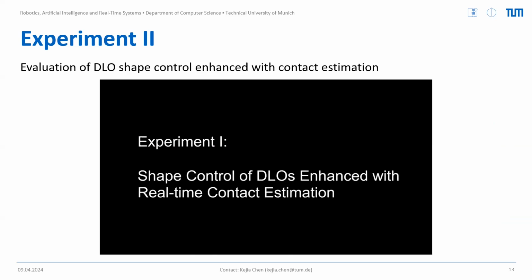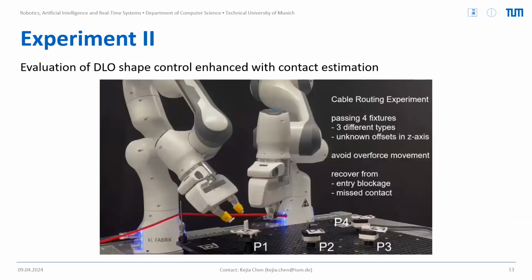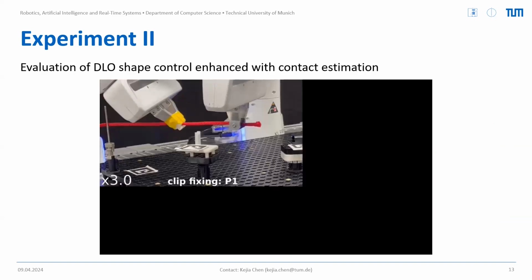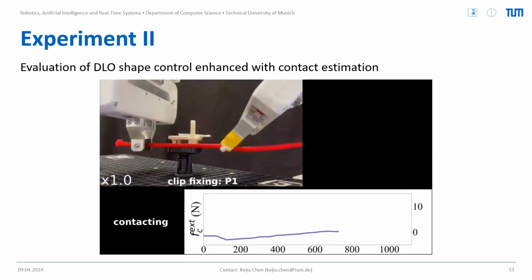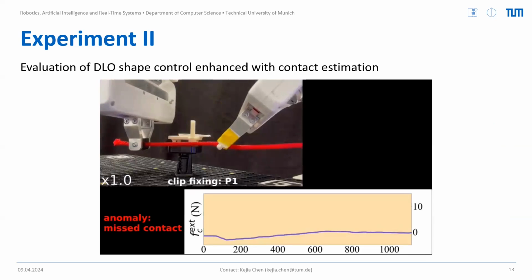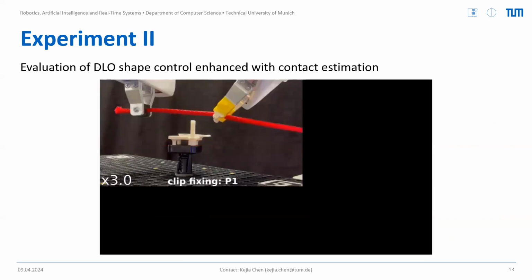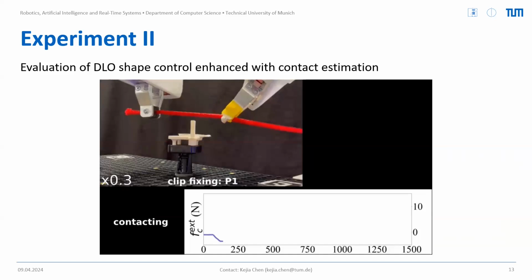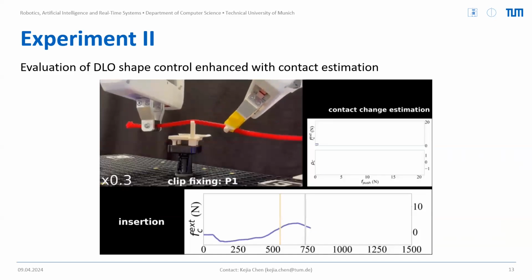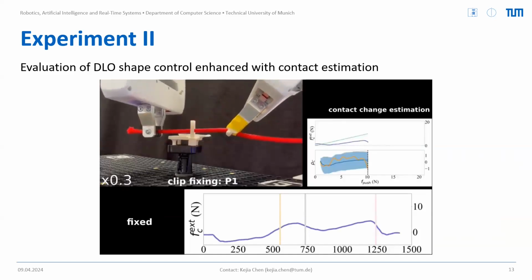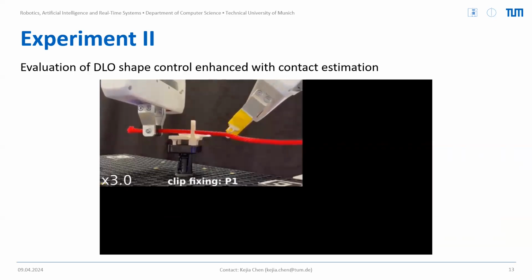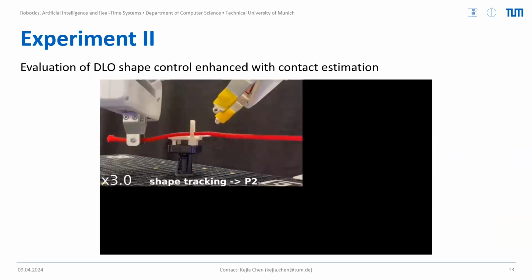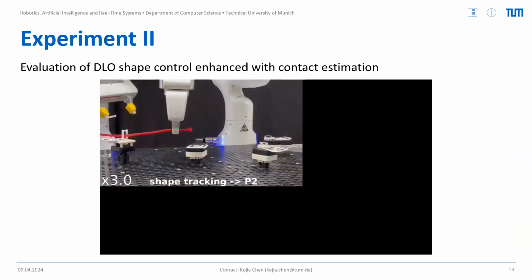Last but not least, we also evaluate the performance of the enhanced shape control process. Here we see two manipulators attach the cable onto 4 clip fixtures. The first fixture has a vertical opening. In the first attempt, the robots missed contact with the fixture. By detecting this failure from contact estimation, they adjusted the skill parameters and made a second attempt, where they succeeded. After that, they moved to the second fixture, which has a horizontal opening.